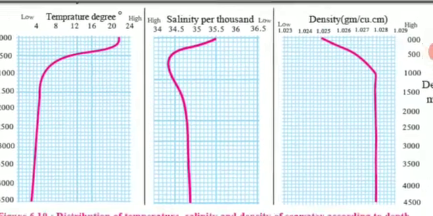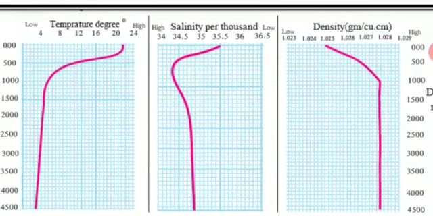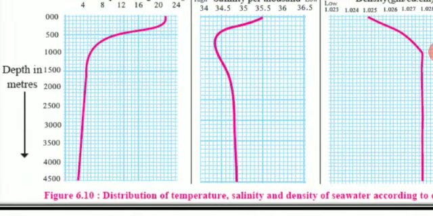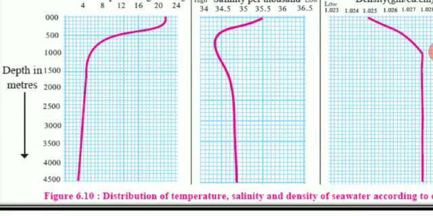Then the second graph shows the salinity per 1000 grams. The surface salinity is 35.5 per 1000. As you go deep inside the sea, the salinity also goes on decreasing, and at a certain point, around 2500 meters and below, it becomes uniform till the bed of the ocean.